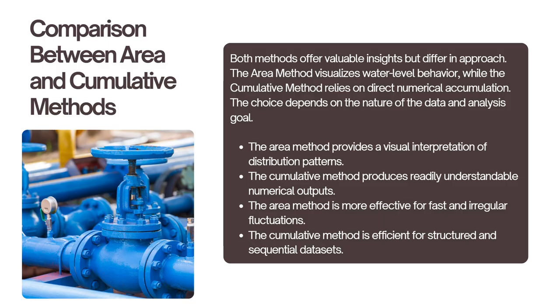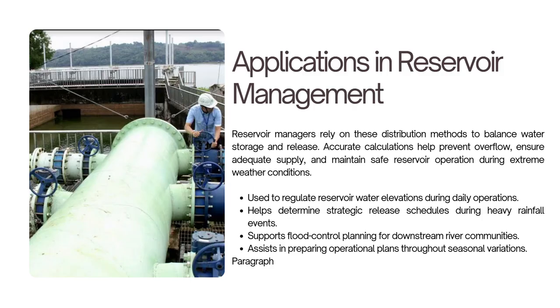The area method provides a visual interpretation of the distribution pattern, while the cumulative method produces a readily understandable numerical output. The area method is more effective for fast and irregular fluctuation, while the cumulative method is efficient for structured and sequential datasets. Right, we go to the application in reservoir management.